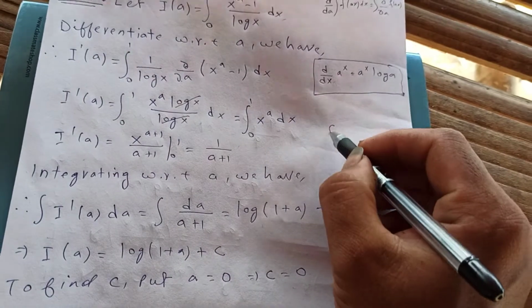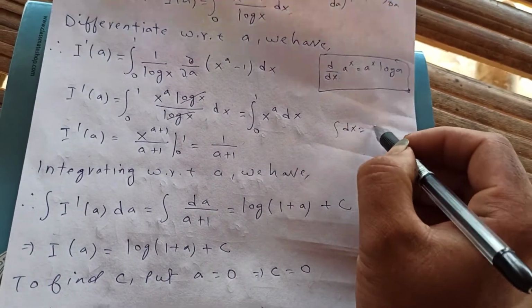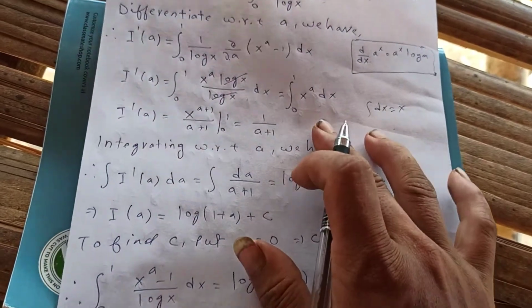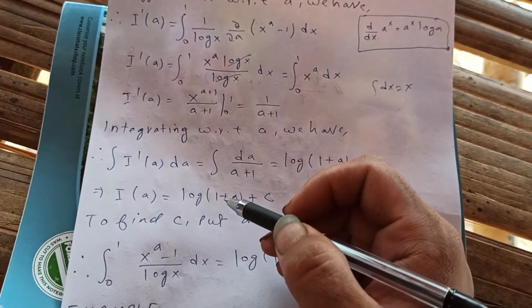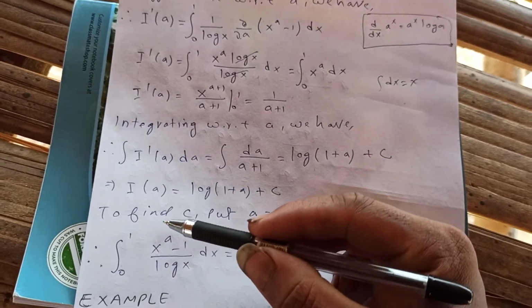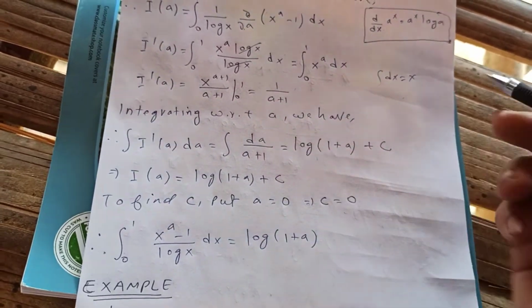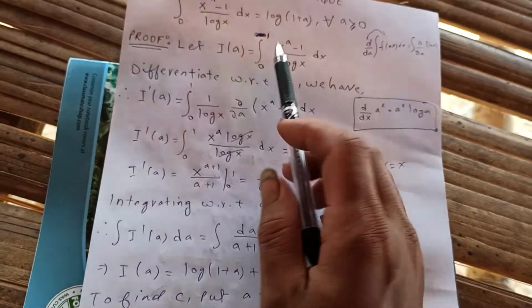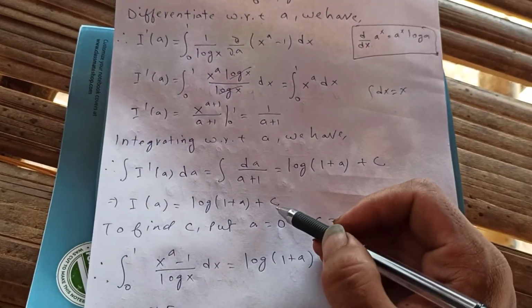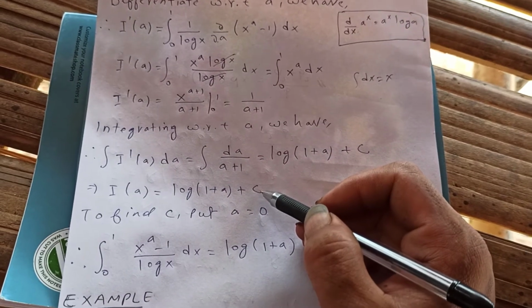Because the integration of dx is x only, same way this one. Therefore I of a is nothing but log of 1 plus a plus c. Now we are trying to find c. I of a is the original integral, and we don't know this constant, so we are going to find it here.